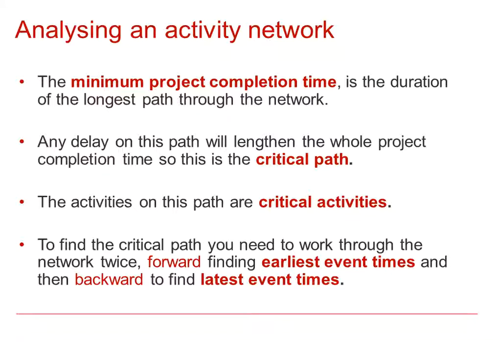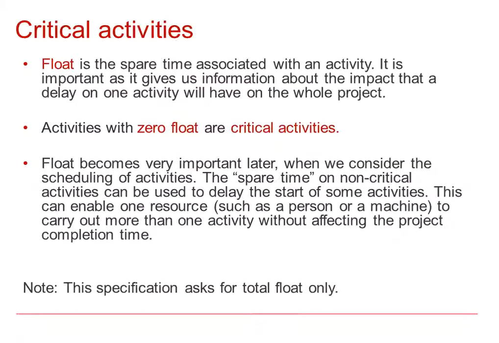To find the critical path, you need to work through the network twice. Forward, finding the earliest event times, and then backwards, finding the latest event times. Float is the spare time or capacity associated with an activity. It is important as it gives us information about the impact that delay on one activity will have on the entire project. Activities with zero float are said to be critical activities.